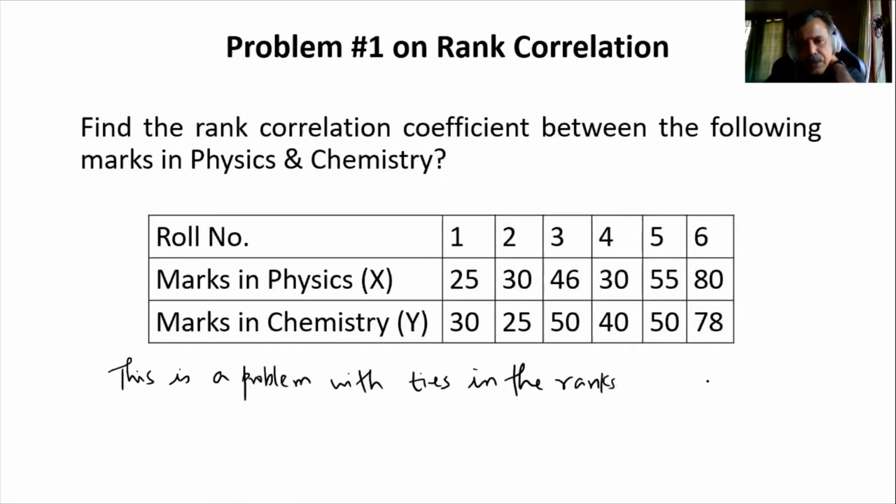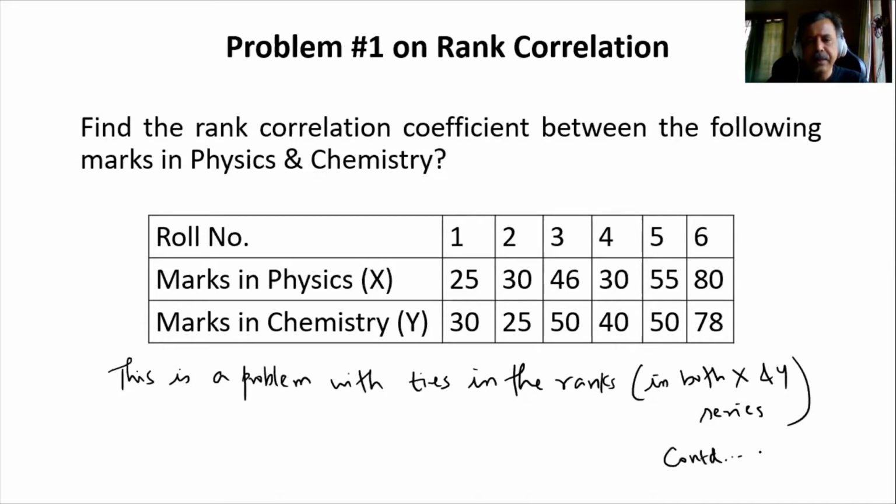Even if you look into the Y series, there also you may notice 50 is occurring two times. So in both X and Y series, you have ties, right? So how do we proceed? Let us see in the subsequent slide.